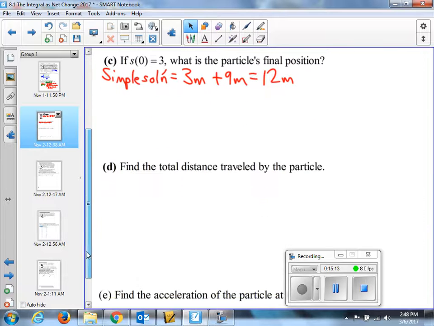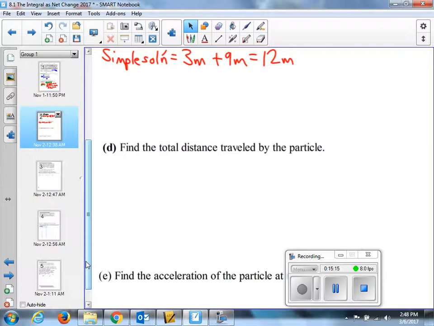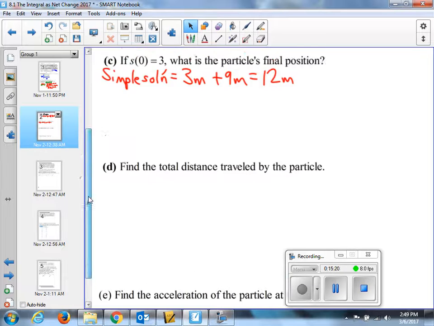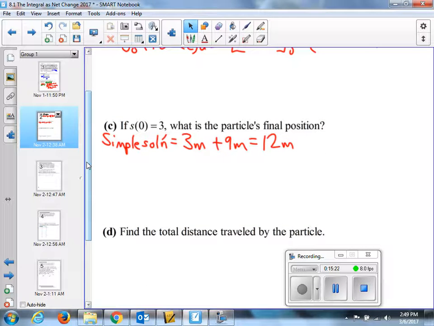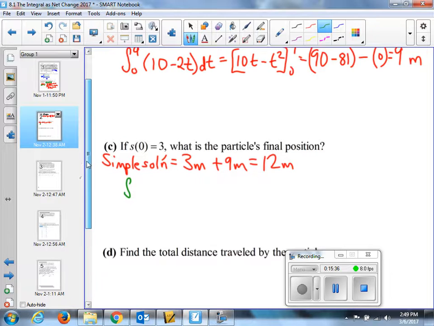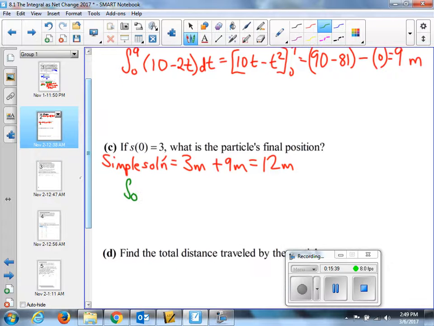Total distance traveled by the particle, though. Total distance is where we have to take all the movement to the right and all the movement to the left. By the way, backtracking here, I said simple solution. If you have a scenario where you haven't got this worked out or you need a calculator, how do you set this up? We know the displacement is the integral of the velocity from 0 to 9, let's just call this v(t).